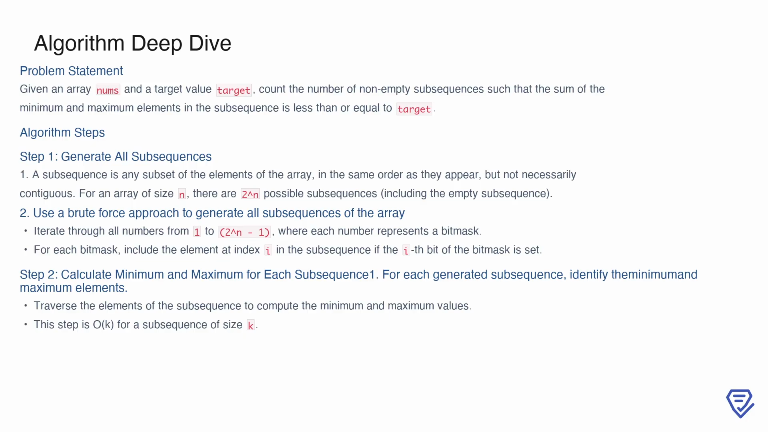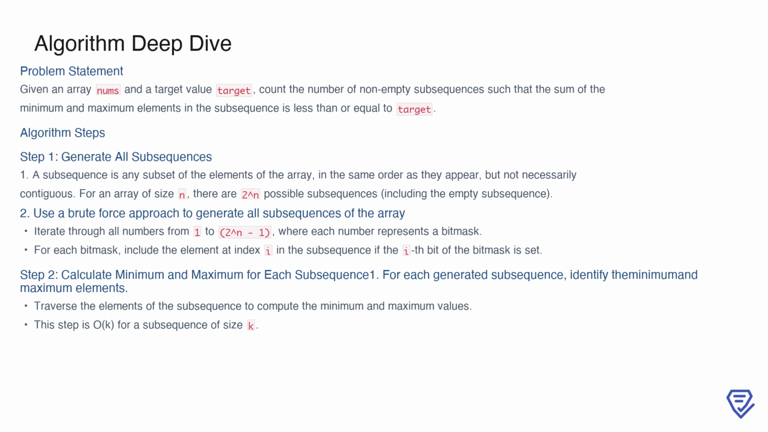To generate these, we can use a brute force method. This involves iterating through numbers from 1 to 2^n - 1, where each number serves as a bit mask. Each bit in the bit mask represents whether to include the corresponding element from the array in the current subsequence. Once the subsequences are generated, the next task is to calculate the minimum and maximum values for each one. This requires traversing the elements in each subsequence and identifying the smallest and largest values.